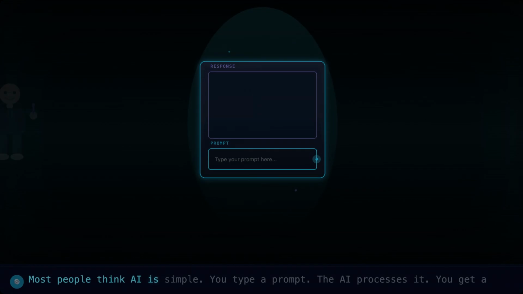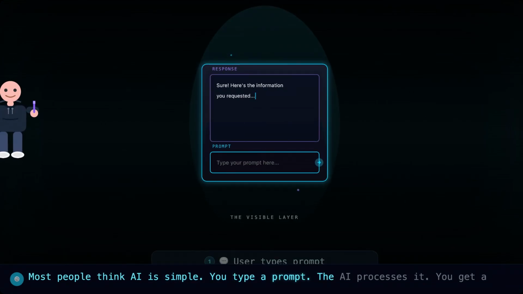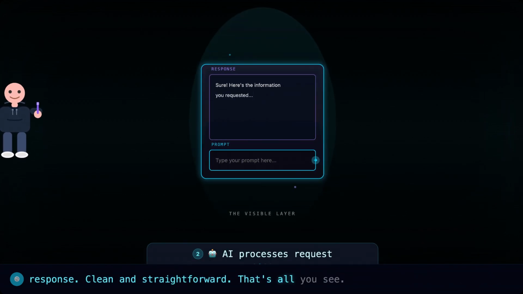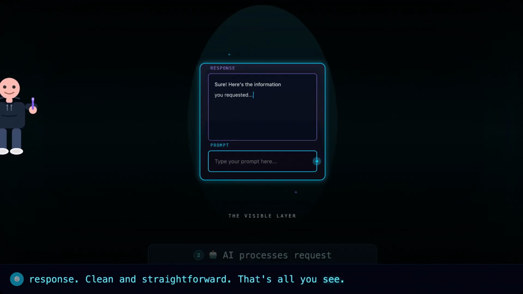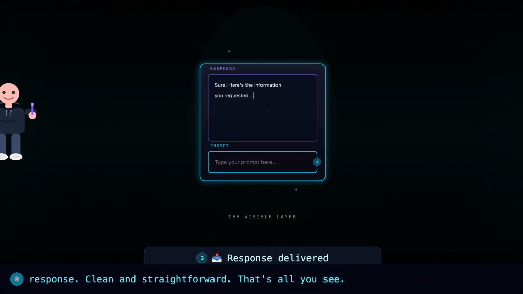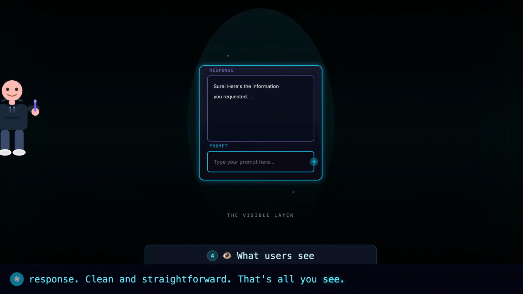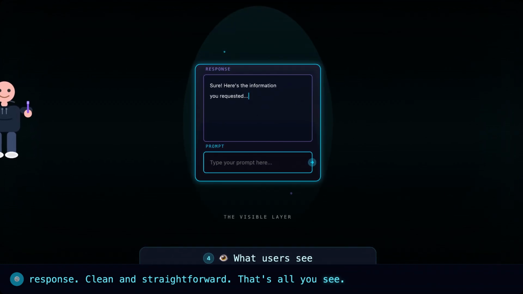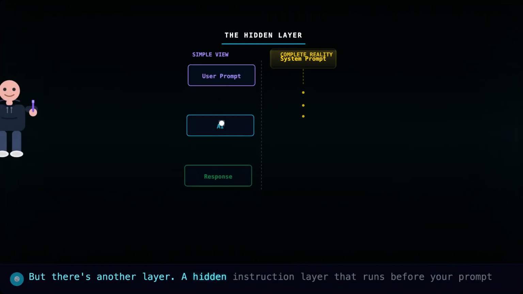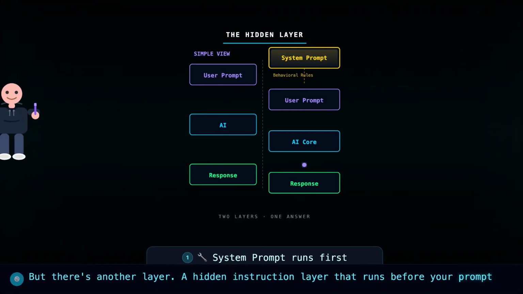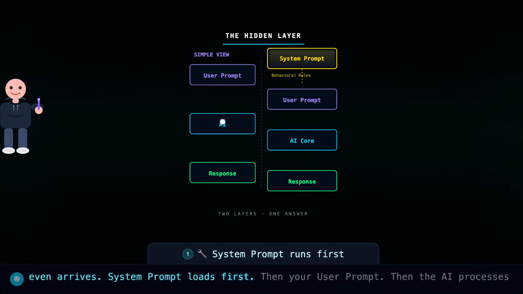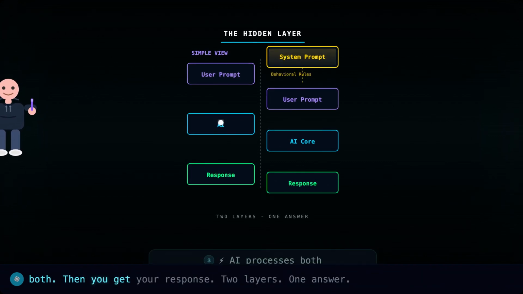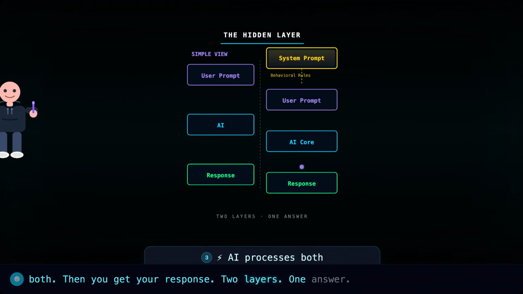Most people think AI is simple. You type a prompt. The AI processes it. You get a response. Clean and straightforward. That's all you see. But there's another layer. A hidden instruction layer that runs before your prompt even arrives. System prompt loads first. Then your user prompt. Then the AI processes both. Then you get your response. 2 layers. 1 answer.